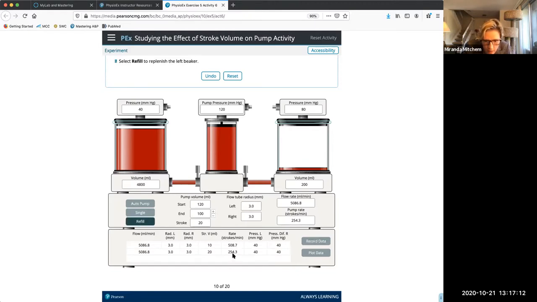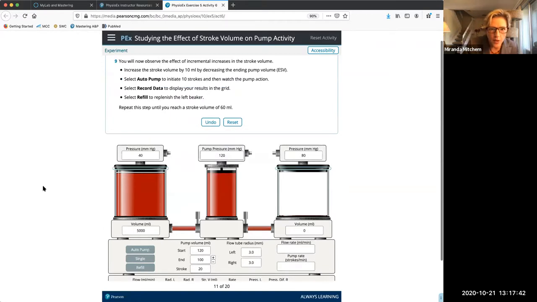Okay, finally, now we've got some data that we can compare. So our rate is quite a bit lower, right? We've got less than about half of the strokes per minute to maintain the same flow. So what this is simulating is that there is a compensation that's kicked in, and where that would come from is out of the venous blood supply, because there's a lot of blood in the venous blood supply.